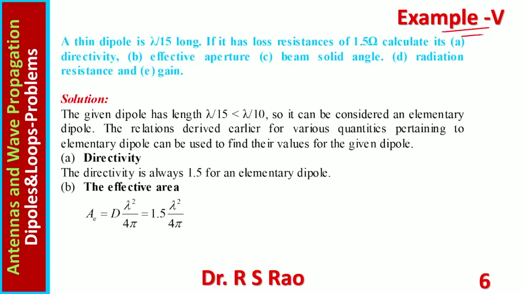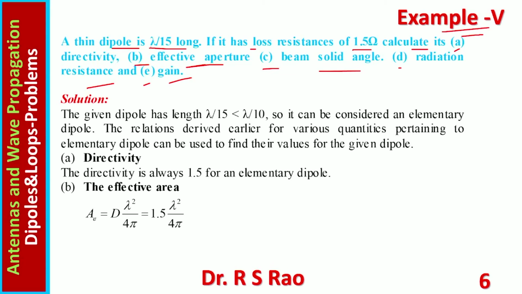Another problem, example 5. A thin dipole is lambda over 15 long. If it has a loss resistance of 1.5 ohms, calculate its A, directivity, B, effective aperture, C, beam solid angle, D, radiation resistance, E, gain.